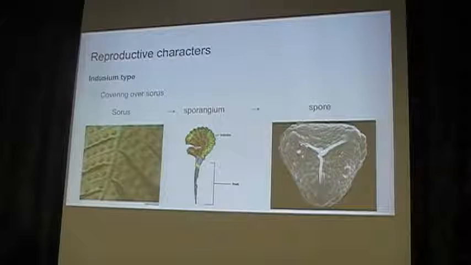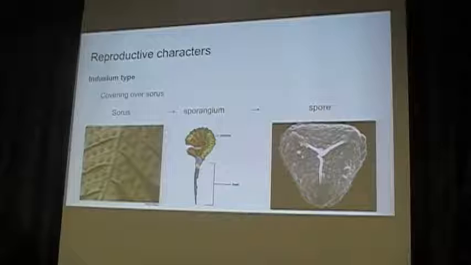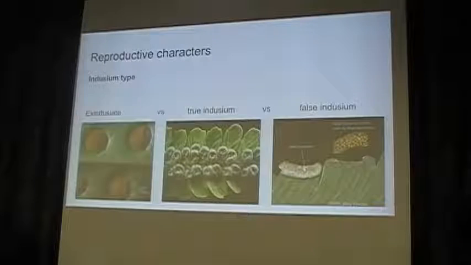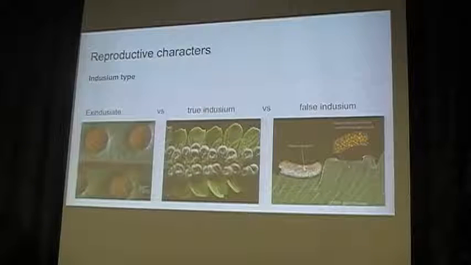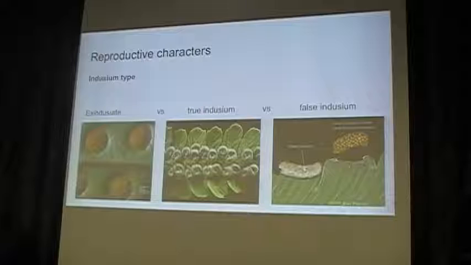And just like the leaf dimorphism, there's three possibilities. The first is that they can be exindusiate. They can just have no indusium. So here in this photo, you can see little brown bumps. Each of those is a sporangium. They're just exposed, no covering, exindusiate.